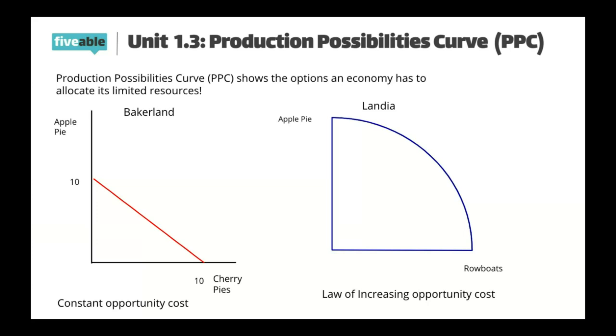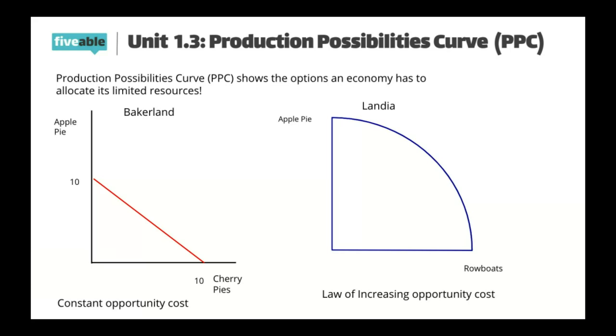So if you look at the graph, if it's 10 and 10, and if you think about it, it makes sense. It's like I've got one oven in Bakerland. I can put one apple pie in per hour, or I can put one cherry pie in per hour. I can't put both, so I have to choose. Well, I know Bakerland wants more cherry pies, so I'm going to make 7 cherry pies and 3 apple pies.